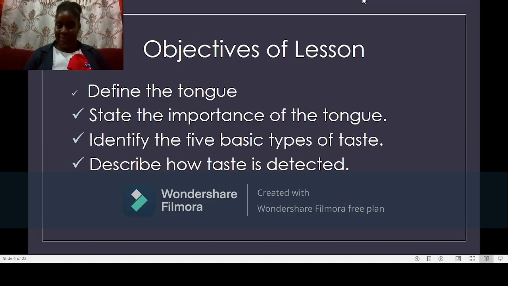Objectives of our lesson. Before we begin, we must look at our objectives. Our objectives for today's lesson is to define the tongue, state the importance of the tongue, identify the 5 basic types of taste. Yes, you heard me right, 5 basic types of taste. Describe how taste is detected. So by the end of the lesson, you will be able to say what is the tongue, the importance of the tongue. You will be able to list the types of taste and say how we detect taste.